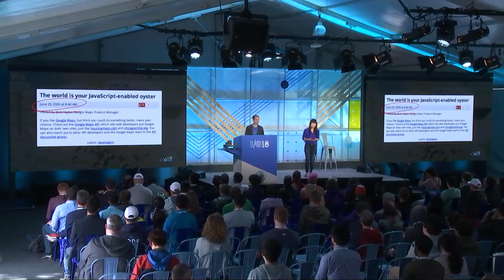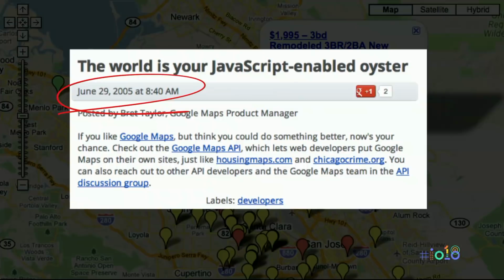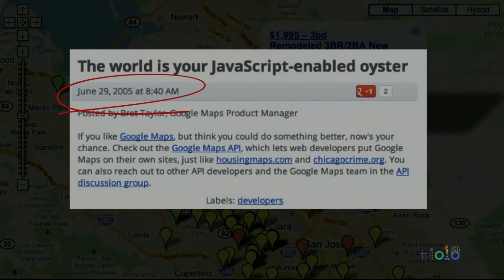Continue your journey in history a little bit. Back in June of 2005, Bret Taylor penned this blog post: "The world is now your JavaScript-enabled oyster," introducing the Google Maps API to the world. At that time, with the help of Mike's blog, Google saw all the incredible things that you guys are doing with your data and Google Maps. So we decided to create an easier way for you to build these awesome tools and mashups.